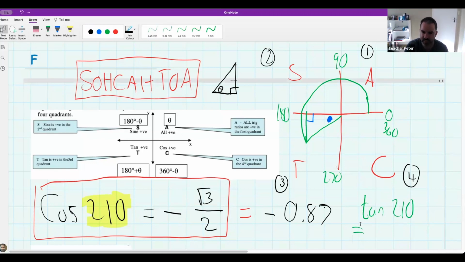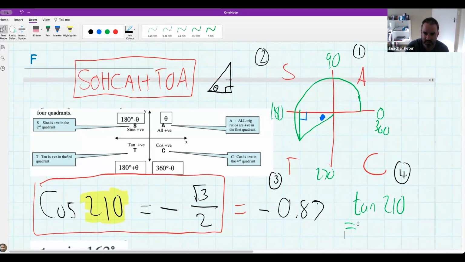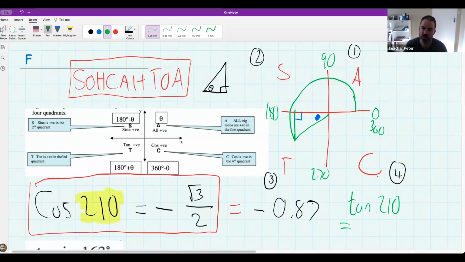What do we get for that? Now, it's going to be in the same quadrant. I'm interested to know its sign. I'm also interested to know if it's positive or negative. And my students will tell me in the chat there. Is it going to be positive? Is it going to be negative for the tan of 210?